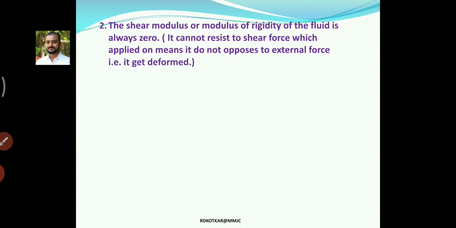The shear modulus or modulus of rigidity of a fluid is always 0. What is the shear modulus? Shear modulus is related to the shape of the given matter or substance. So what I have to explain here is simple: fluids have a 0 value of shear modulus or modulus of rigidity. Means it cannot resist the shear force applied on it, means they do not oppose the external force.